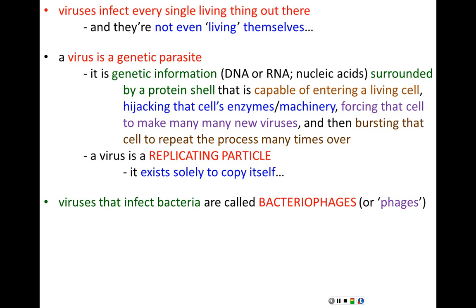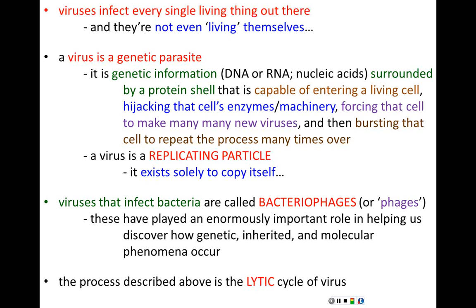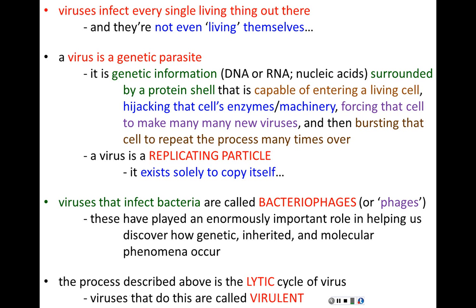I already said it on the first slide, but viruses that infect bacterial cells are called bacteriophages, or phages for short. And bacteriophages, perhaps actually more than any other thing studied in the life sciences, have played an enormously critical role in allowing us to understand and discover how genetics works, how inherited traits work, and indeed how molecular biology and molecular genetics works. The process I described above, the idea of a virus infecting a cell, hijacking the cell's machinery, making new viruses, and bursting that cell, that's referred to as the lytic cycle. The lytic cycle of the virus. And viruses that have this lytic cycle are called virulent because they cause symptoms. All these host cells bursting and dying causes symptoms, causes the host organism to become sick. So we call that a virulent virus.